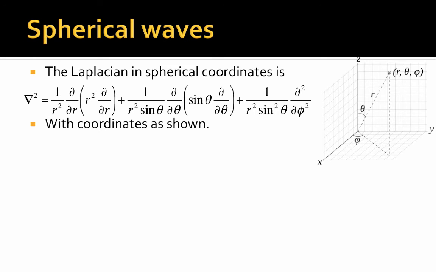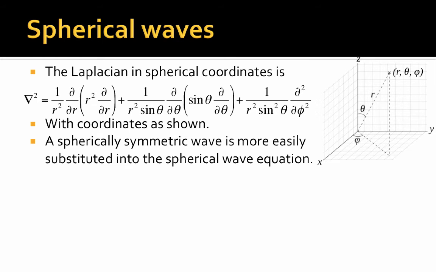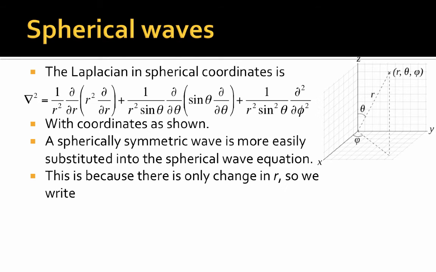Now, we get into more math. The Laplacian in spherical coordinates, r, theta, and phi, as defined in the picture on the right, is kind of messy. I'm not going to read all that. There's a lot of terms. There's a partial with respect to r, partial with respect to theta, partial squared with respect to phi squared, and it's, again, kind of messy. But if you have a spherically symmetric wave, then it'll actually work pretty simply. And that's because a spherically symmetric wave only has change in r.